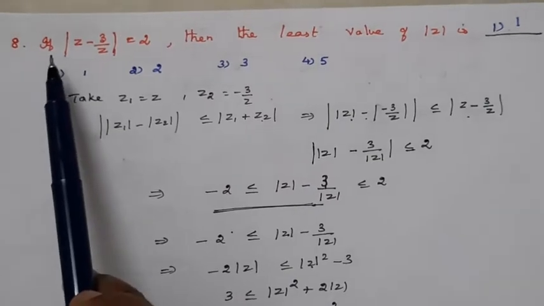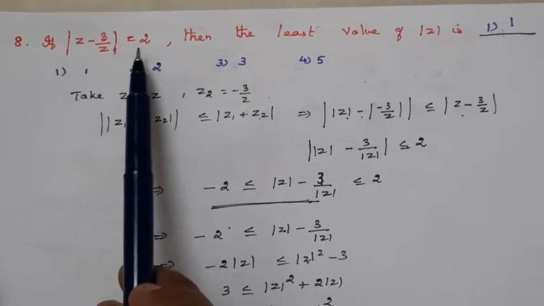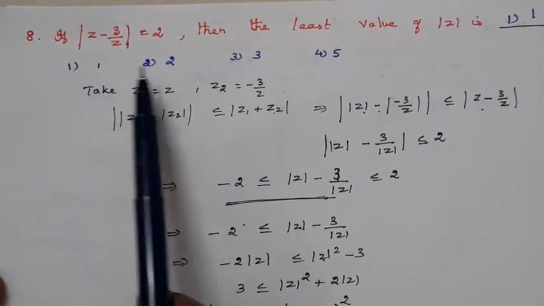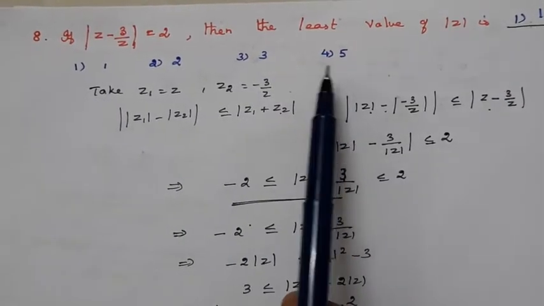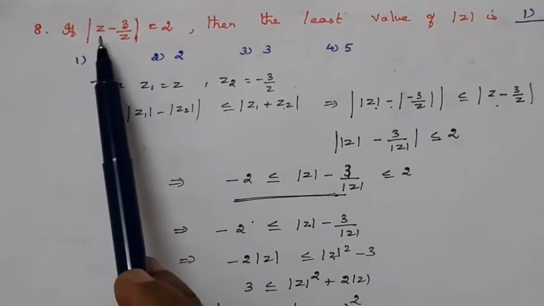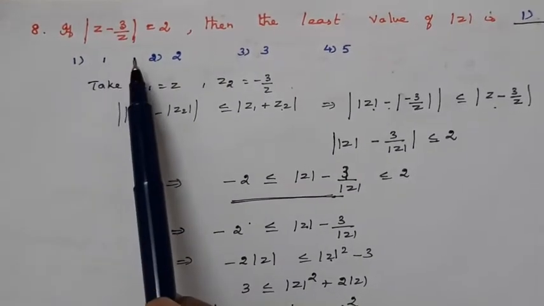Then question number 8. If modulus of z minus 3 by z is equal to 2, then the least value of modulus z is dash. Options are 1, 2, 3 and 5. So it is similar to the 7th one. So take z1 as z and z2 as minus 3 by z.